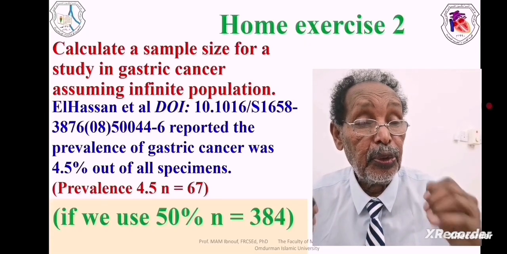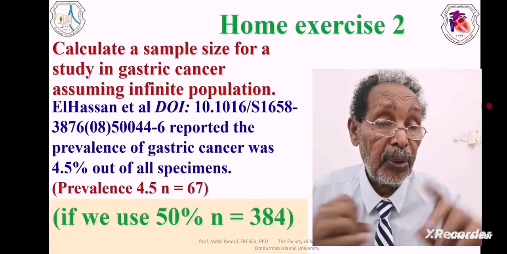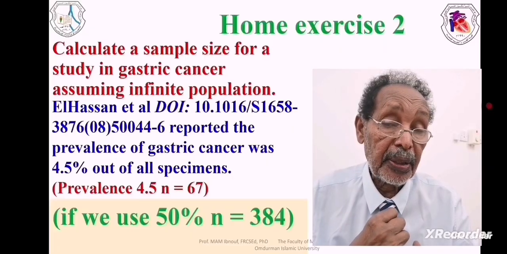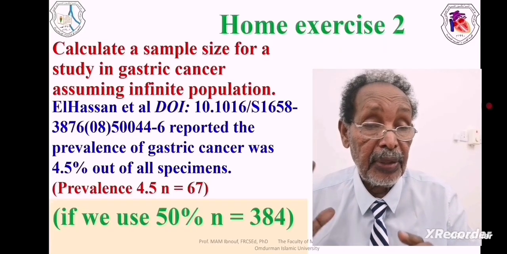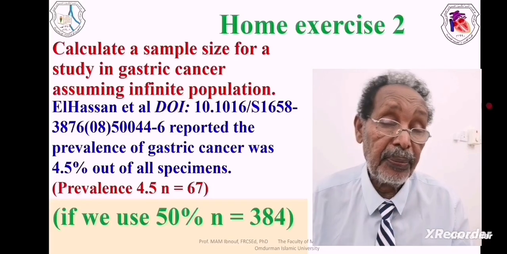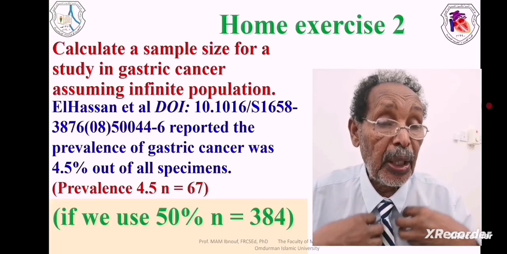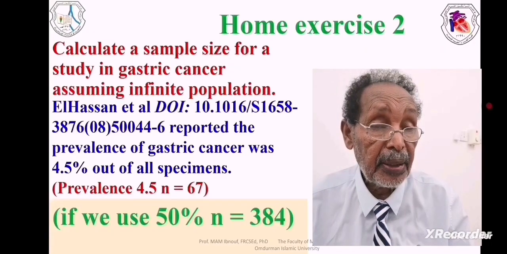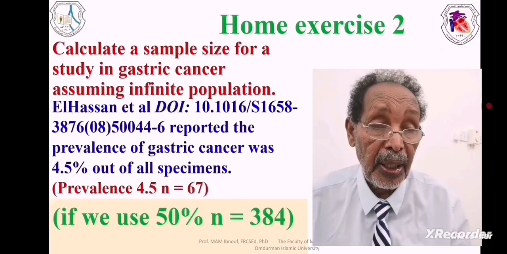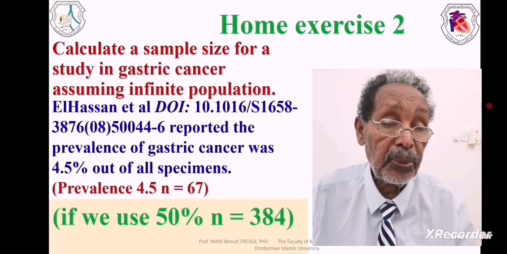And as I said, if we use 50, we do not need any figure from any other studies. We know P and 1 minus P according to the 50%. And we know the z-value 1.96 squared for 95% confidence. And we know the margin of error, which we are going to choose 5%, which is 0.05 square, or 0.04 square, or 0.03 or 0.02 square.